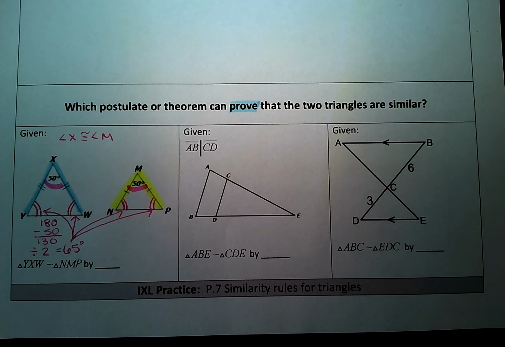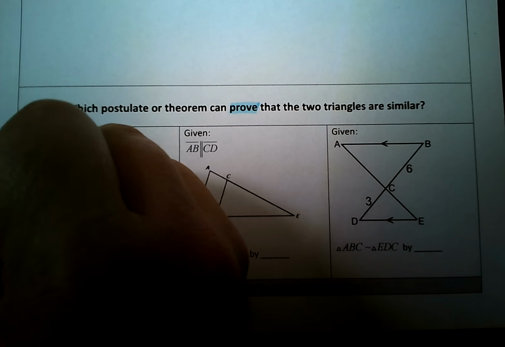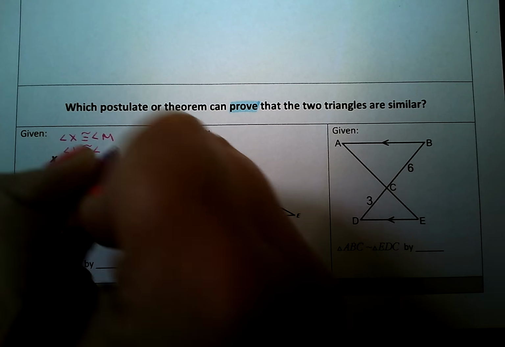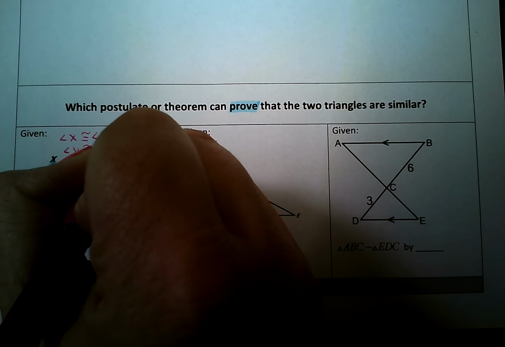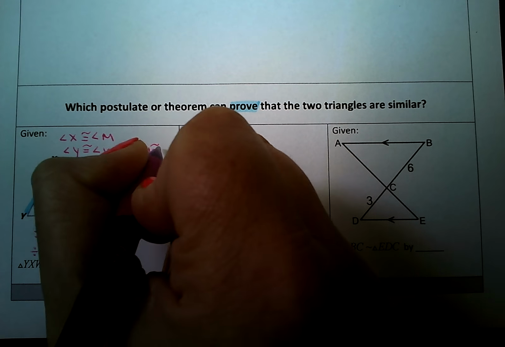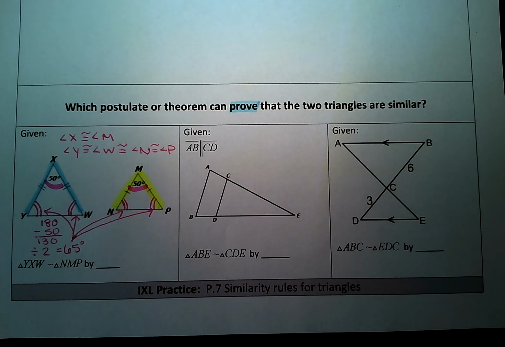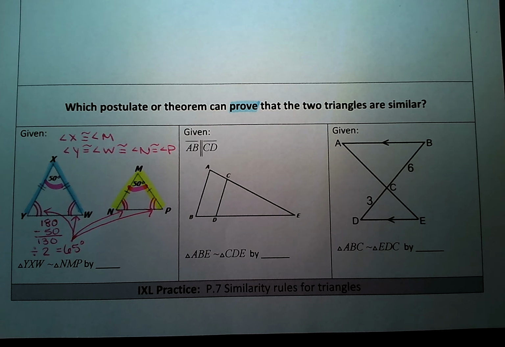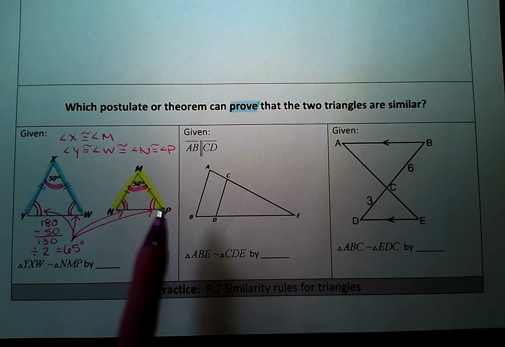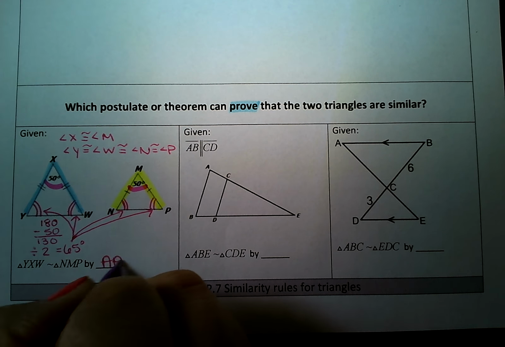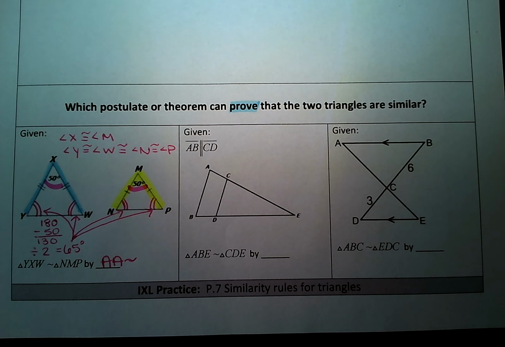So we really have three sets of angles that are congruent to each other. Angle Y is congruent to angle W, which is also congruent to angle N, which is also congruent to angle P. So we've got a ton of angles congruent to each other everywhere. So I know we have at least two angles of the left triangle congruent to the right triangle. So these two triangles are similar by the AA similarity postulate.